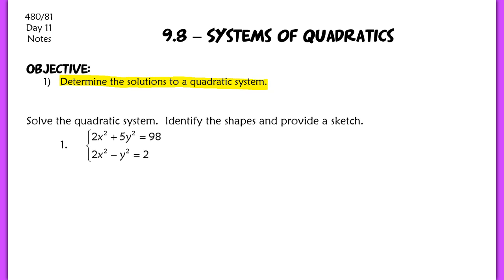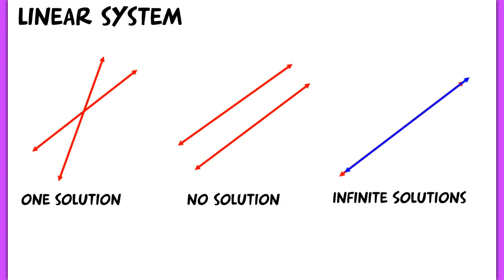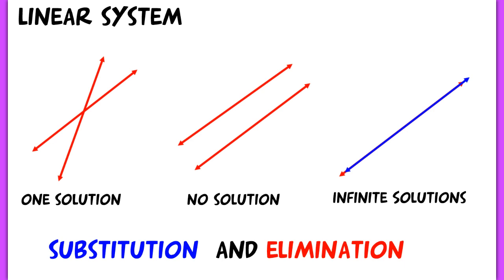We actually began the year solving linear systems, and if you recall, when we solve linear systems, we could have three different possibilities. If both equations are lines, then they could have one solution because they could intersect once. They could never intersect, meaning they're parallel lines with no solution to the system. Or they could in fact be the same line with an infinite number of solutions. If you recall, we use two methods to solve those systems. We either use substitution or elimination.